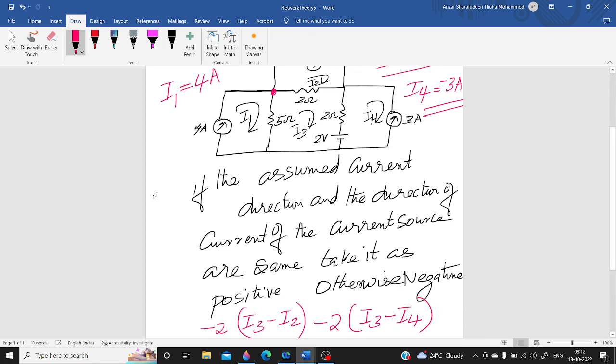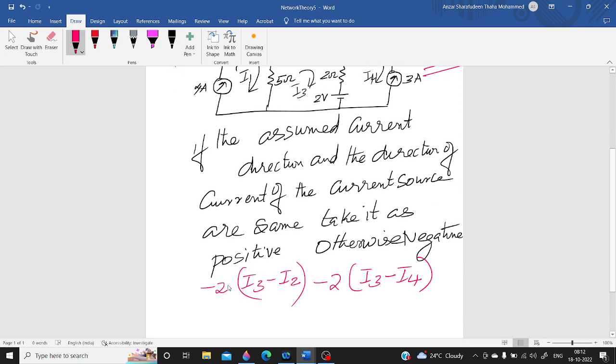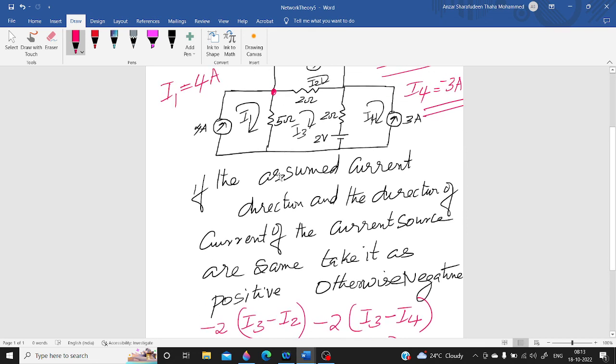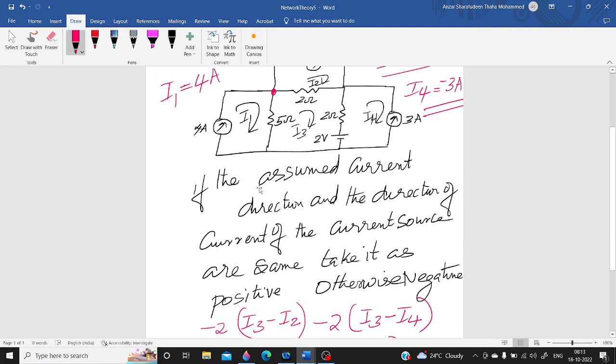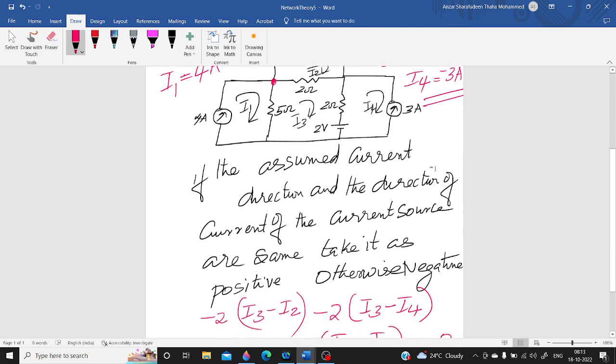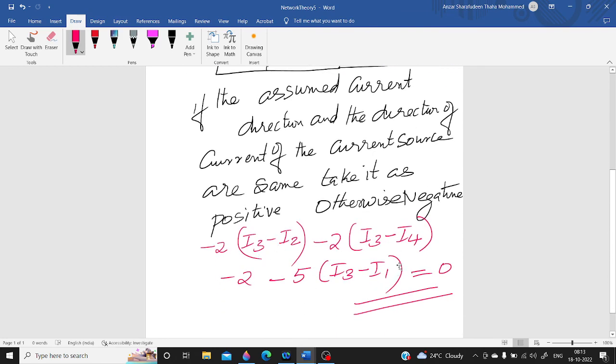Now coming to the battery, along the direction of current there is a decrease in potential, so it is minus 2 volt. Coming to the 5 ohm resistor, minus 5 into (I3 minus I1). All the elements are done, so this is equal to 0. Now you have the values of I1, I2 and I4. Substitute them and you will be getting the value of I3.